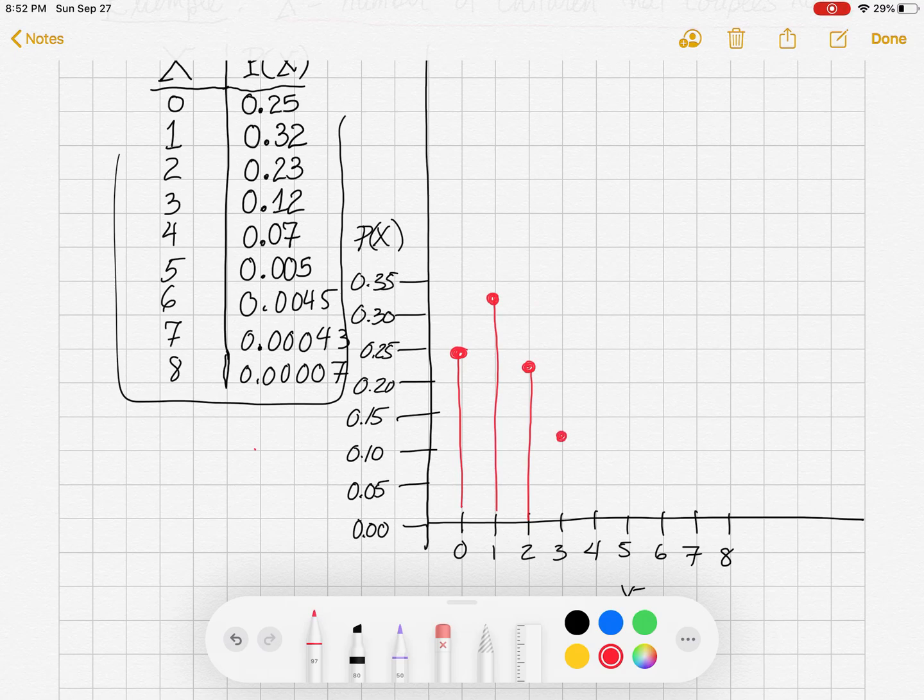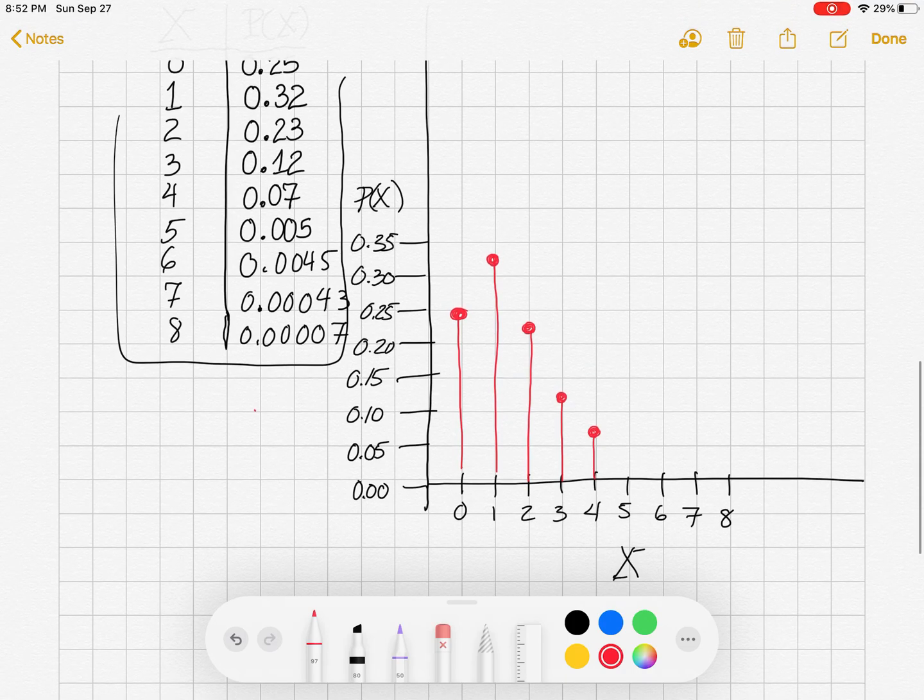3, we had 0.12. That's 12%. That's about right here. Draw a line down. For 4, we had 0.07. That's between 5% and 10%. That's about here. Draw a line down. What about 5? For 5, we have 0.005. That's way low. It's like right here, right? It's less than 0.01, 0.005.